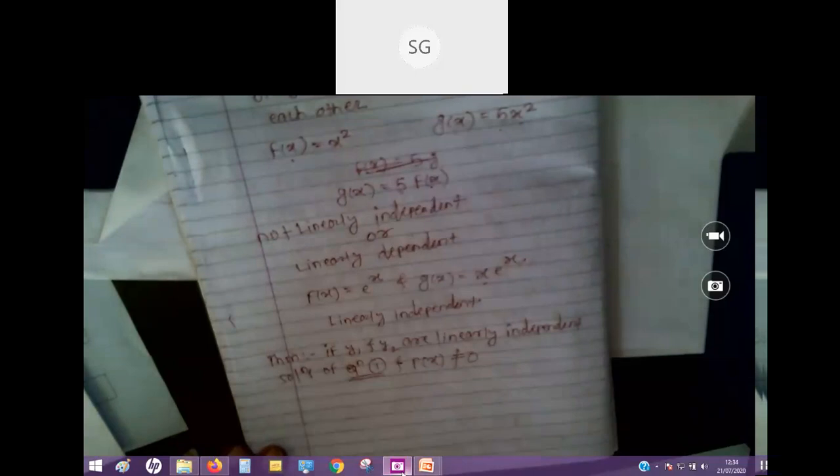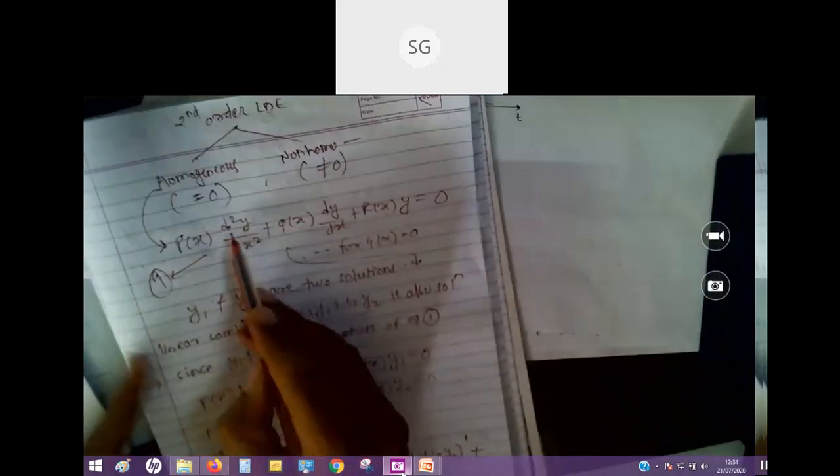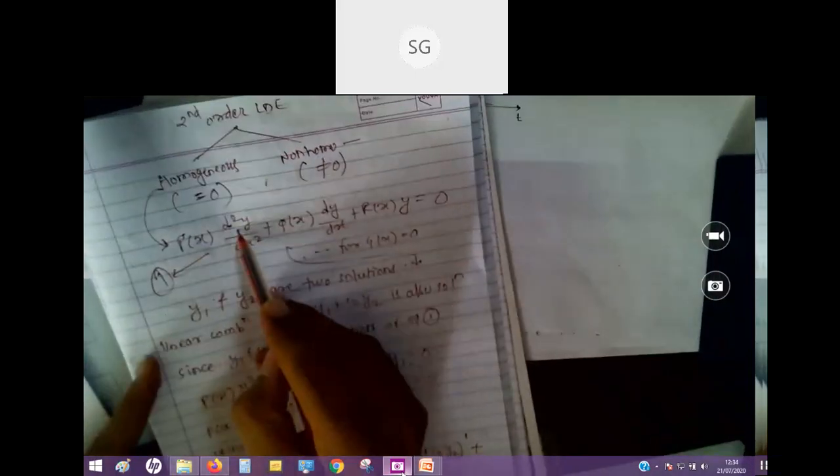Let's say p of x is never 0. Now what is p of x in that equation? You can check this: it is the coefficient of the second order term. Why is this condition necessary?